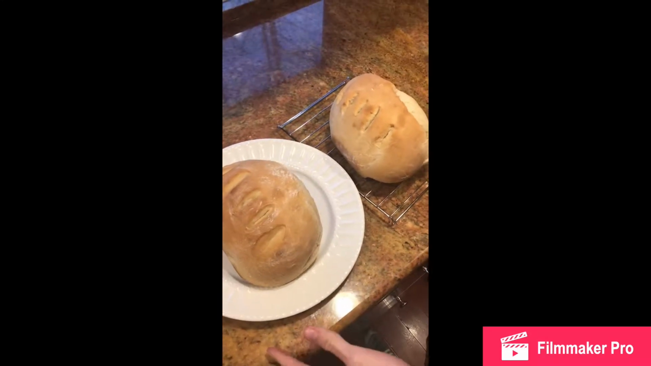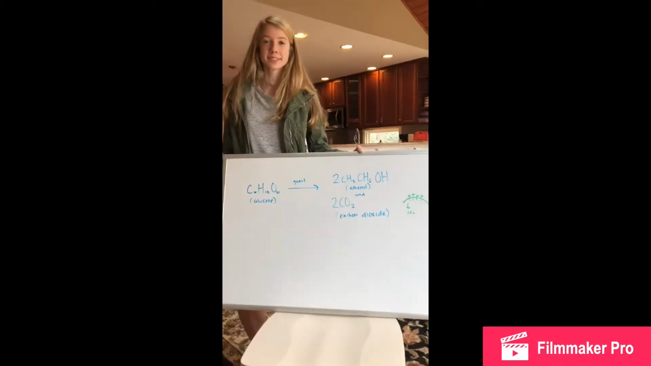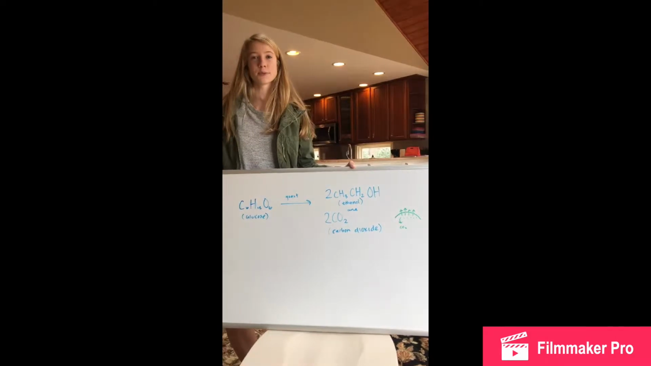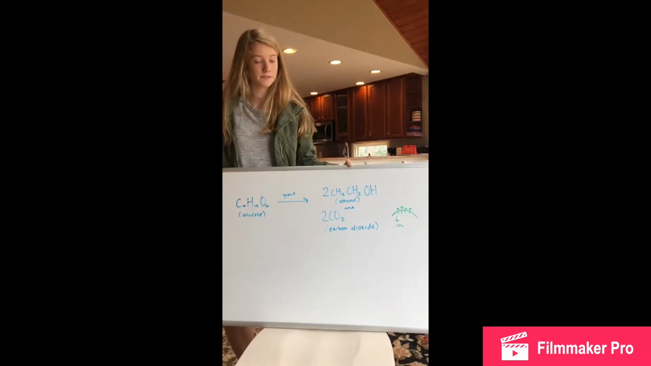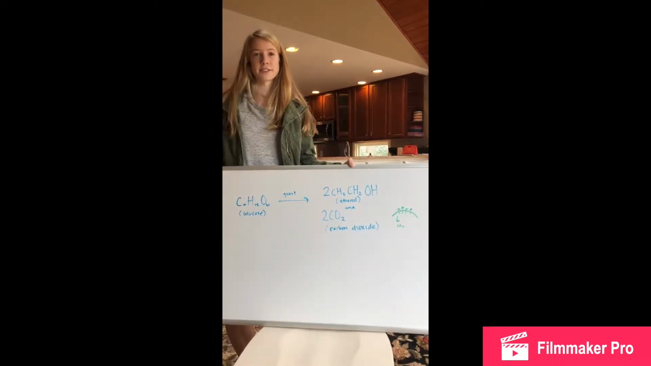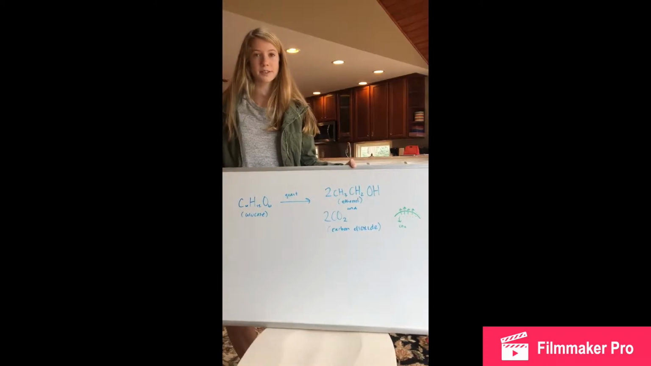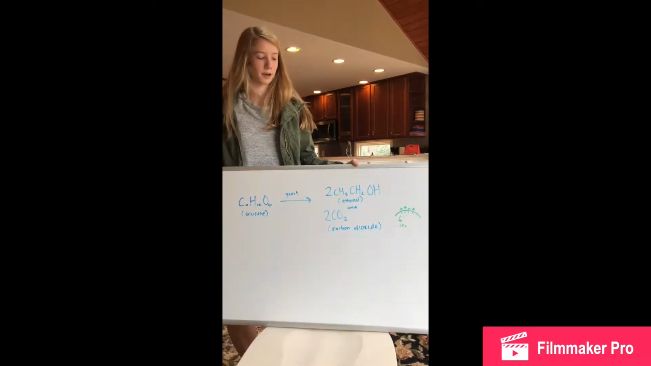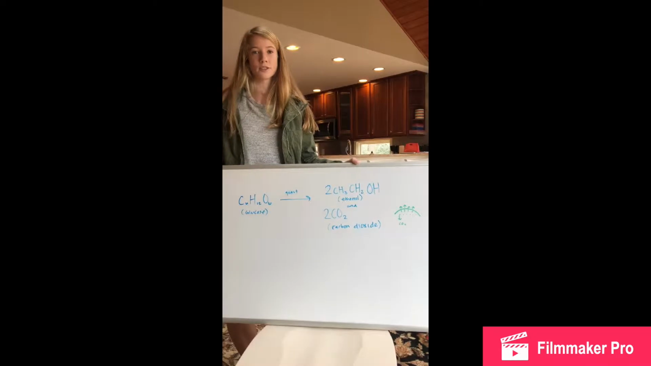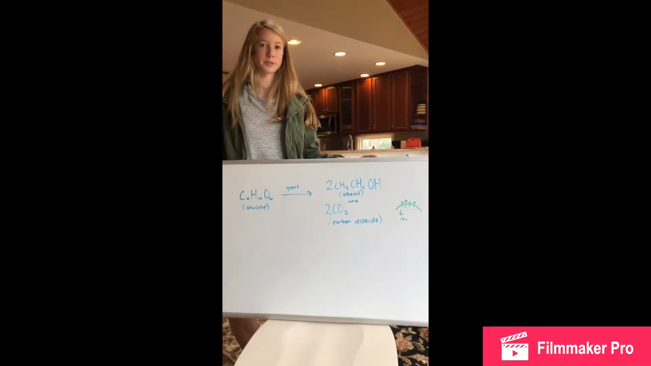Today we are looking at the chemistry of bread. Yeast is a leavening agent and it consumes glucose. Yeast is actually a fungus and it helps the bread rise. Yeast works by consuming the glucose and creating ethanol and carbon dioxide. The carbon dioxide gets trapped in the bread and creates air bubbles.